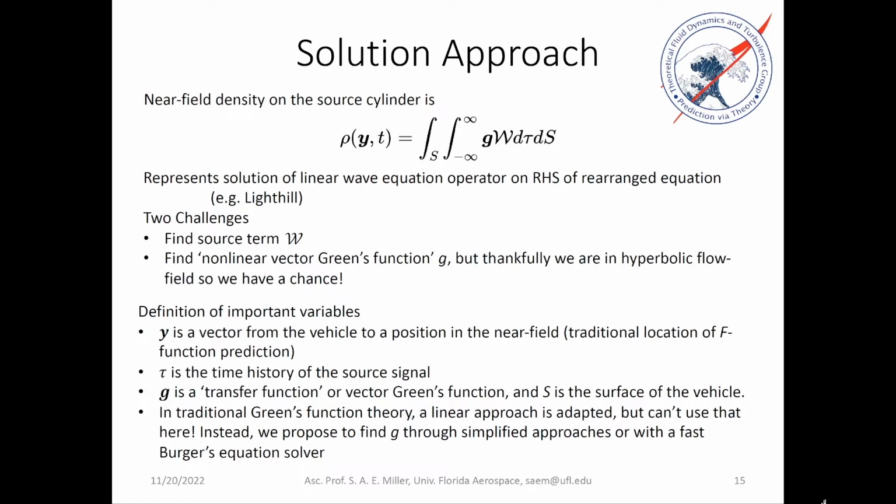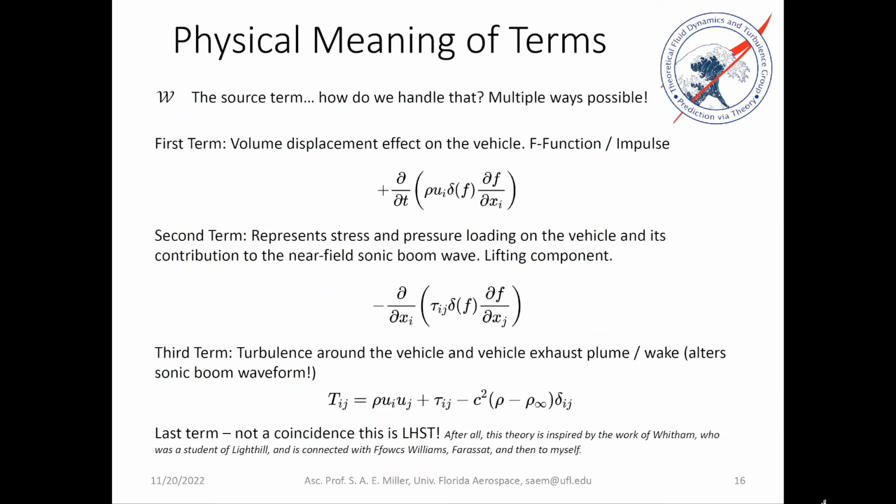Now, y will be a vector from the vehicle to the position in the near field. And this is what the traditional f function would give us in terms of going from the source surface to the source cylinder. Tau will be the time history of the signal, and t will be the observer time of the signal. Now, the source term can be written as a sum of three terms.